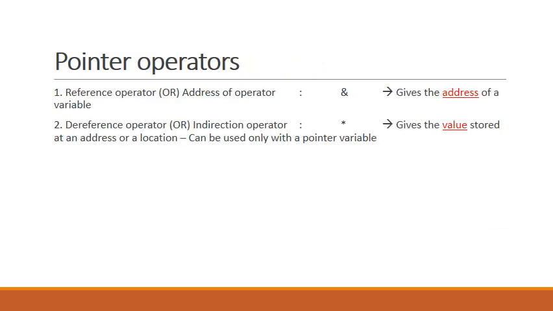Coming to the operators, a pointer has two operators to be used along with it. One is the reference operator or the ampersand, and the other one is the dereference operator or the asterisk symbol. So the reference operator is also called the address of operator. Ampersand, we already know we have used this in the scanf statement, gives the address of a variable. Whereas the dereference operator, that is the asterisk symbol, gives the value stored at an address or location.